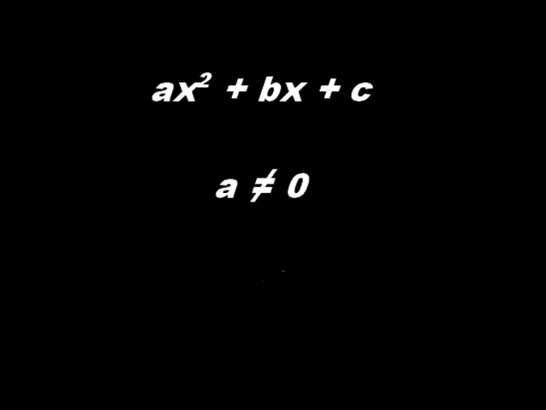This is a quadratic expression. A, B and C are constants. A must not be 0. Sometimes a quadratic expression like this can be factorized into 2 brackets.